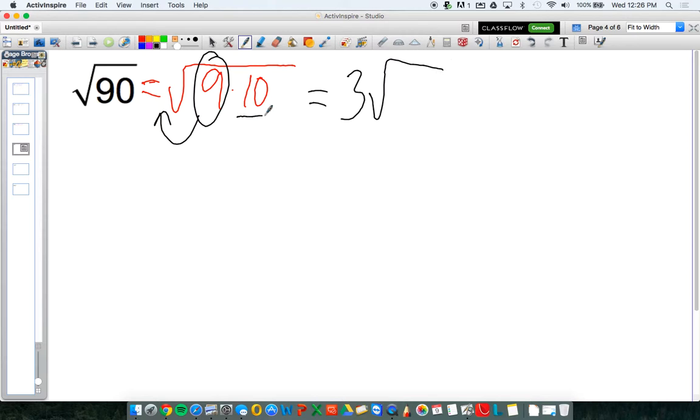Look at 10. 10 you could break down to a couple things. You could do 2 times 5, neither of which is a perfect square. 1 times 10, that doesn't help you. So 10, non-perfect square. You're left with 3 root 10. It's the same value as root 90.